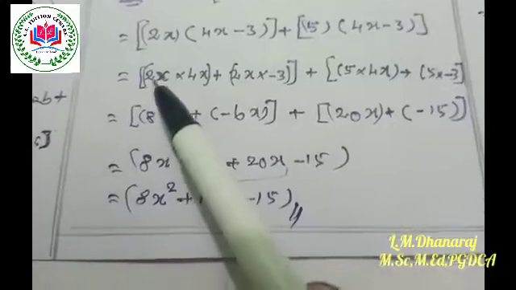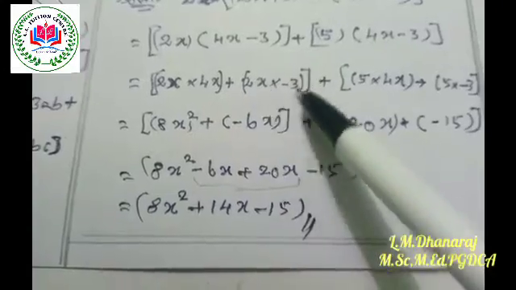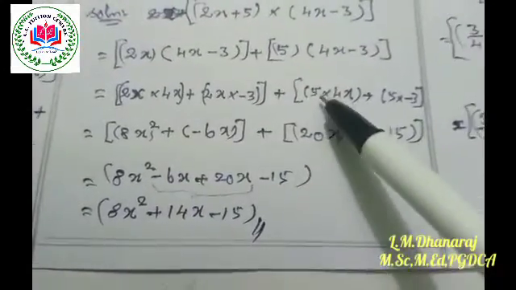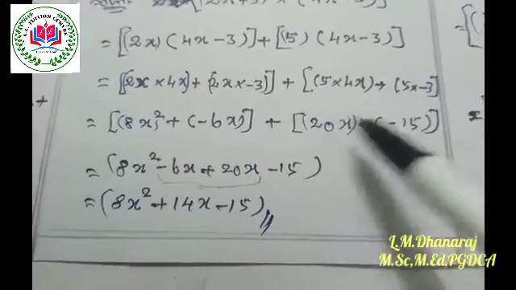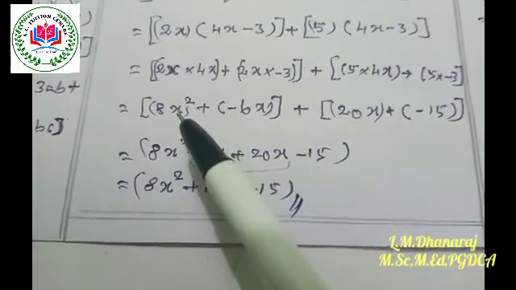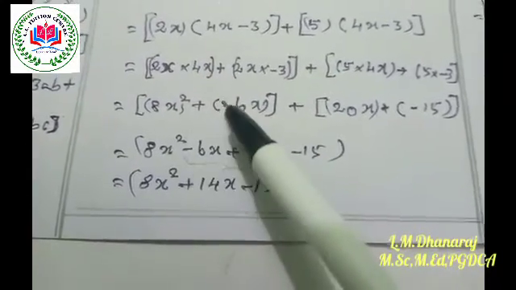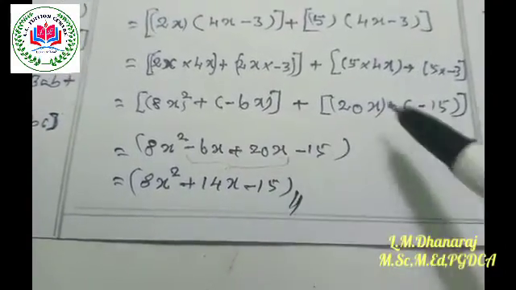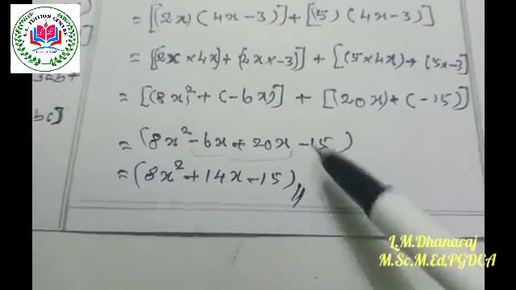So when we multiply 2x into 4x, that is 2 4s are 8, x into x is x square, plus 2 into minus 3 is minus 6x, so minus 6x, plus 5 into 4 is 20, so 20x, plus 5 into minus 3 is minus 15. So now we have to add all the terms together, that is 8x square, and plus into minus is minus 6x, then plus 20x, plus into minus is minus 15.